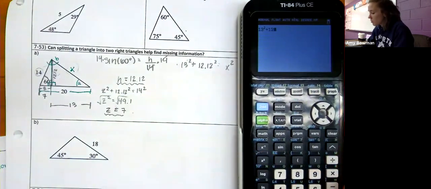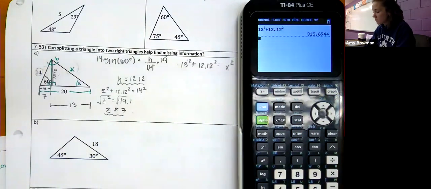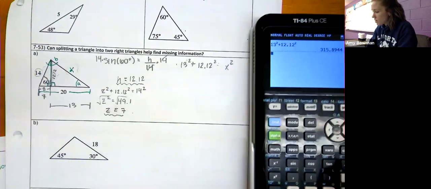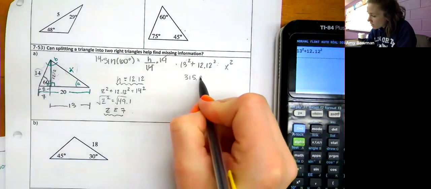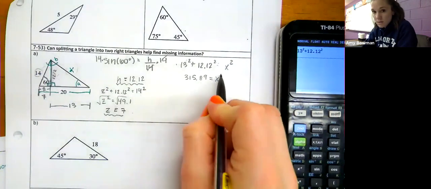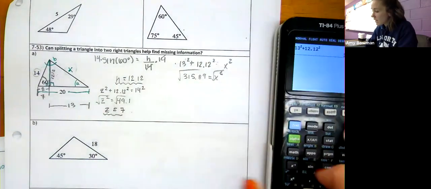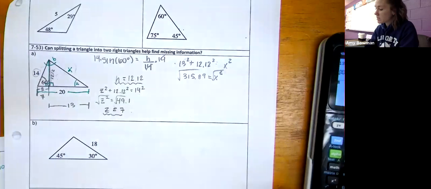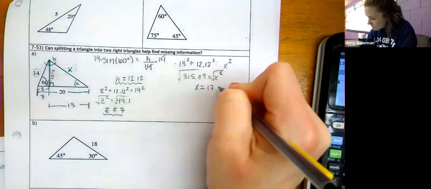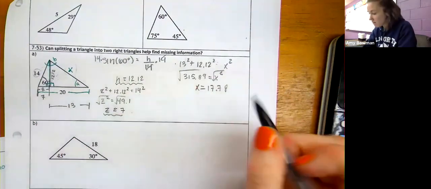13 squared plus 12.12 squared is 315.9. So 315.89 equals X squared. Now I just need to take the square root of both sides to get X, which is the missing side. The square root of that answer is about 17.78 units. These aren't labeled inches, centimeters, whatever, so we'll just put units.